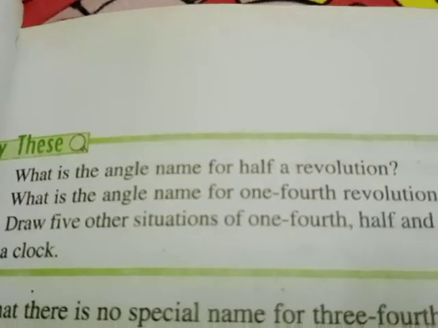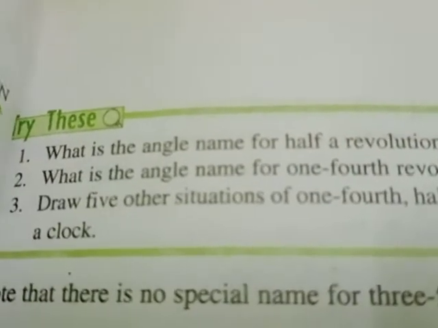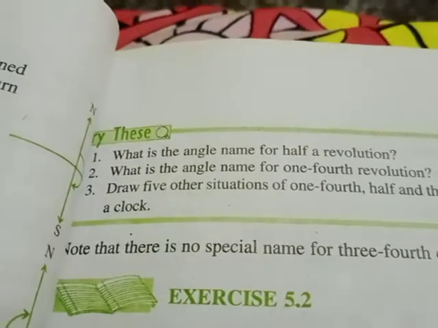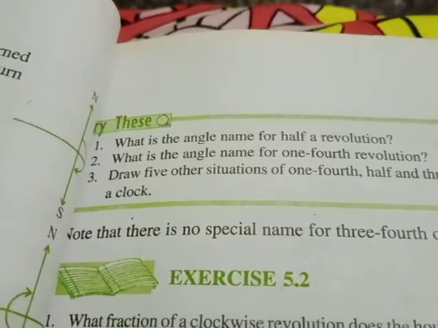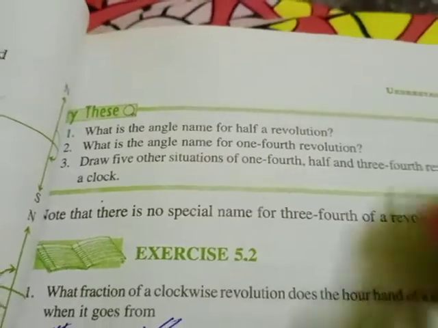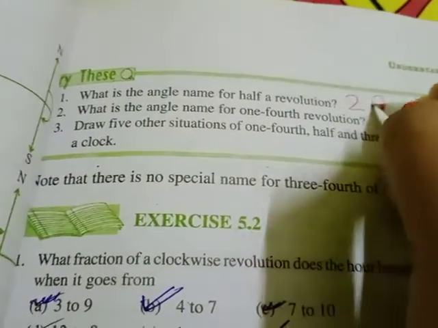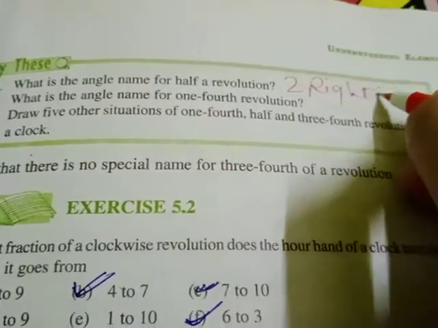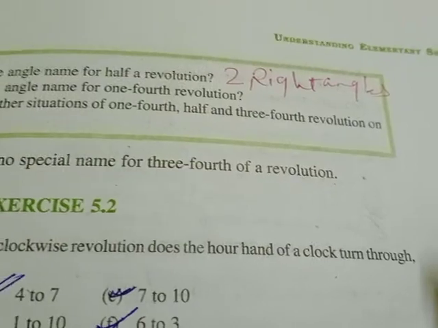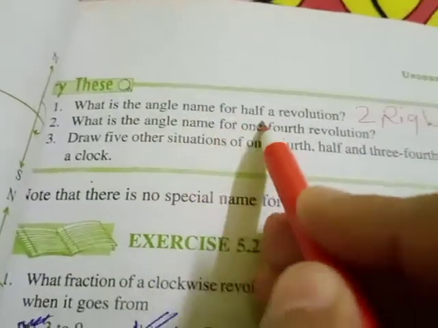It is written, what is the angle name for half a revolution? Half a revolution means from 12 to 6, that is half revolution. Now straight also you can say, or 2 right angles also we can say. So our answer will be 2 right angles. Clear? Or you can say a straight angle, both are correct.